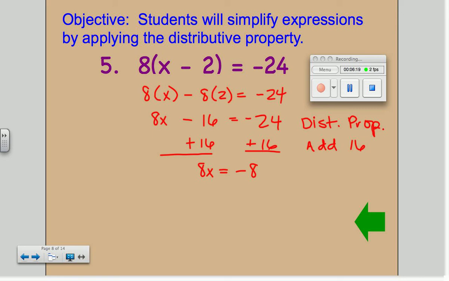Now I'm going to divide both sides by 8. 8x divided by 8 is x. Negative 8 divided by 8 is negative 1. X is negative 1.